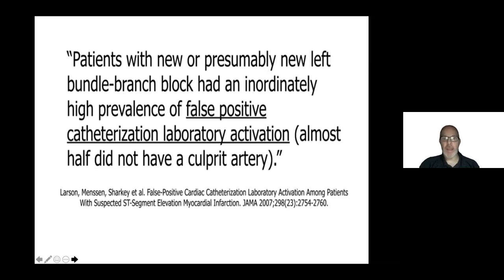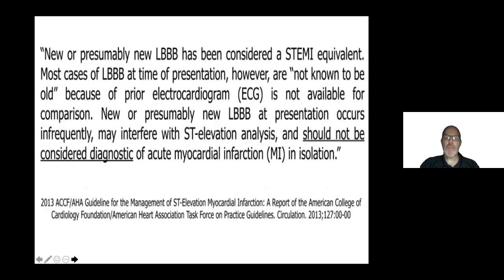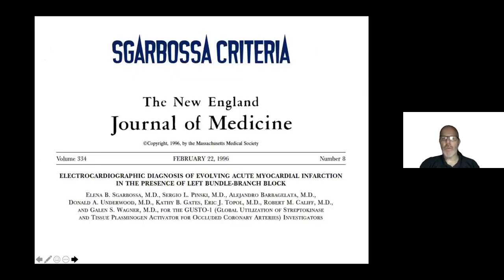And that costs money. And I realize that, but in the big scheme of things, I think I would rather overcall as opposed to miss something. But nonetheless, it was in 2013 that the official demotion of left bundle branch block happened. Poor left bundle branch block, just in the setting of that by itself, it's not considered diagnostic of acute MI. And it's at that time in 2013 when all of our heart alert criteria started to change, because left bundle branch block by itself was just not a reliable indicator of an underlying acute coronary occlusion.